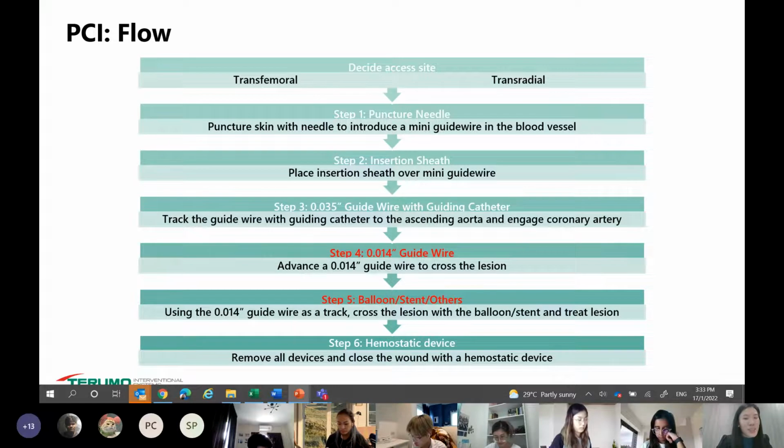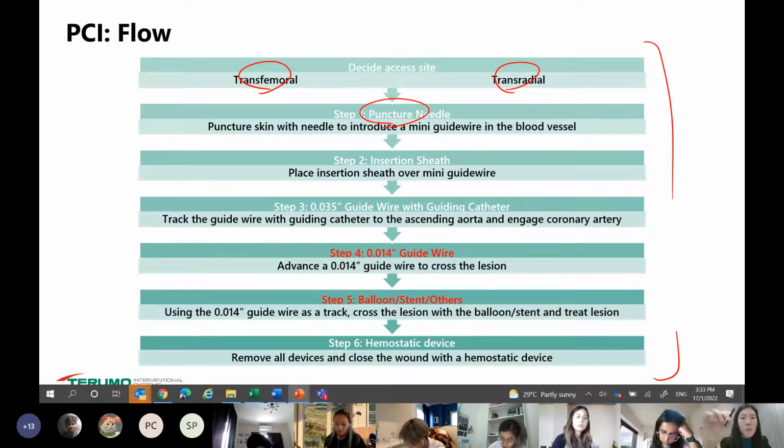So here, you will probably see this very familiar. As I mentioned, if you know about CAG, if you know your diagnostic procedure, the PCI flow actually follows it very, very closely. First, of course, you will need to decide on your access site, whether it is transfemoral or transradial. You will puncture with a puncture needle, insert the insertion sheath so that your guide wire and guiding catheter can go through. For CAG, once you take your coronary angiogram, you will then close your access site with a hemostatic device, which means to stop the blood.